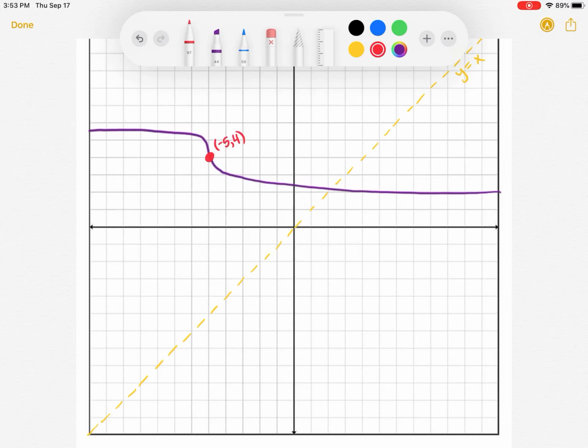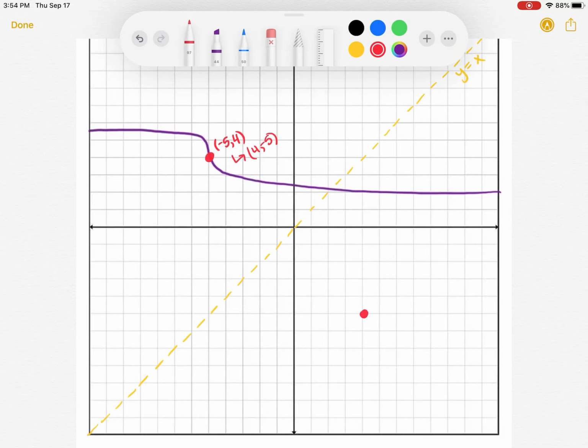So remember, in my last problem, we talked about how the inputs and outputs switch for the inverse function. So that means on my inverse, I just switch -5 and 4. So I should have the point (-5, 4) on my inverse. So this is just going to give me a place to start. So I'll go ahead and find that point. It's down here. So I know that's one point in my inverse.